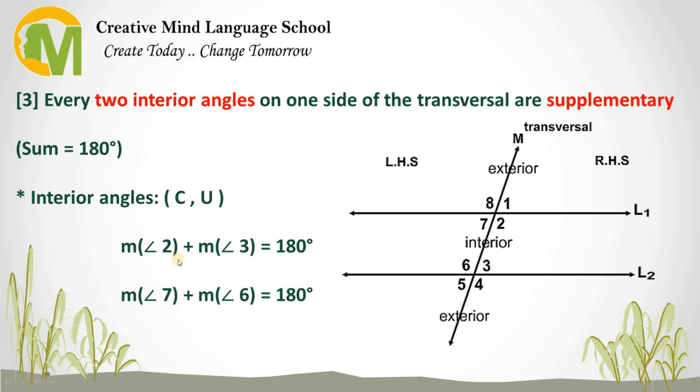Here we have measure of angle 2 plus measure of angle 3 equals 180 degrees, and also measure of angle 7 plus measure of angle 6 equals 180 degrees. We refer to the interior angles by two letters, letter C or letter U. A C shape, as you see here, or it's flipped on the other side here. If the two straight lines are vertical, then the C shape will be a U shape.